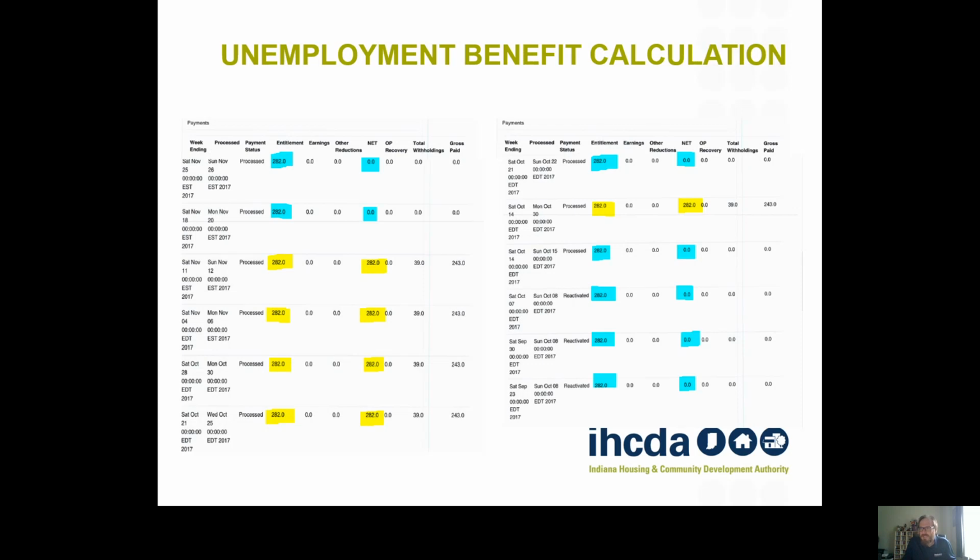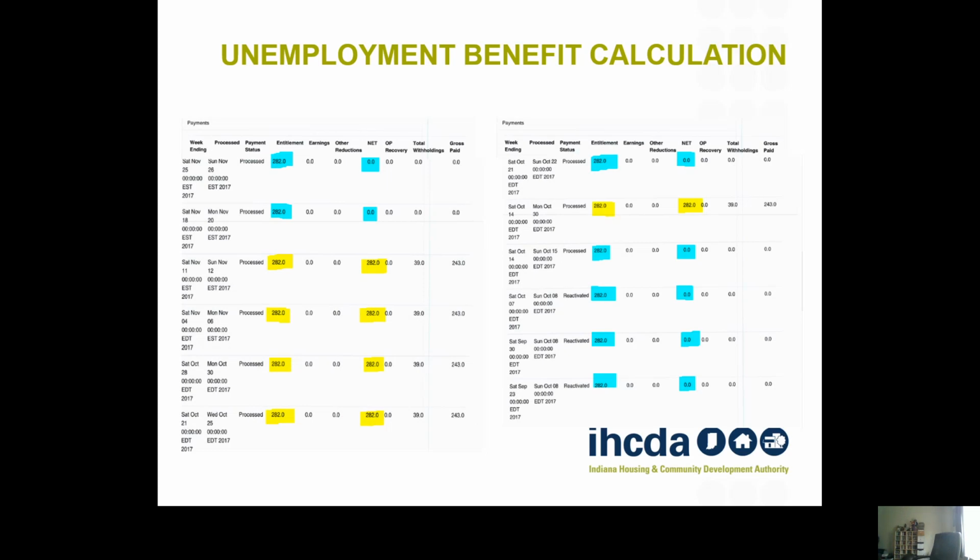The state system kind of keeps changing how it looks. I think the important thing is that you notice that there is a discrepancy between the entitlement and the net. The entitlement is how much the person is authorized to receive. However, the net is how much they actually receive. And you notice that the gross is actually lower than the net.